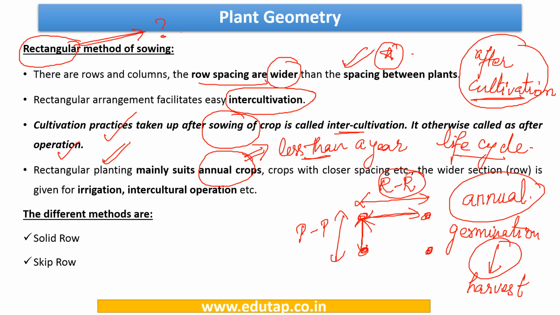Now, what are the different methods of rectangular sowing? Solid row and skip row. We shall see what they mean.